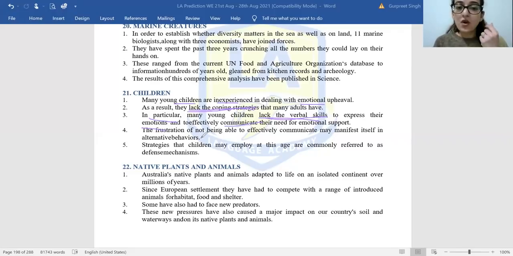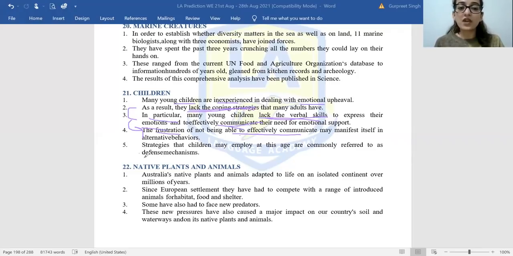The frustration of not being able to effectively communicate may manifest itself in alternative behaviors. So the pair is this: many strategies, and then what in particular they lack. Then we finish that they are unable to communicate for emotional help. And then we say they get frustrated because they are unable to effectively communicate, which is again linked with the same topic going on in the previous sentence, that they cannot communicate and then they get frustrated about it. Strategies that children may employ at this age are commonly referred to as defense mechanisms.